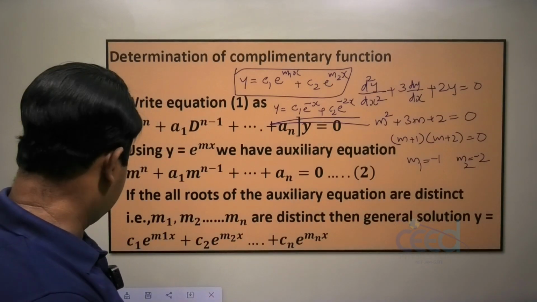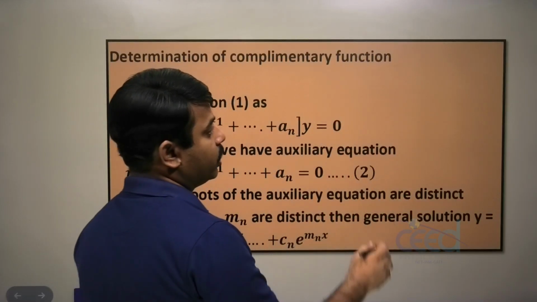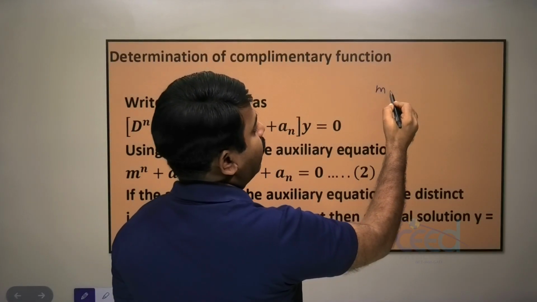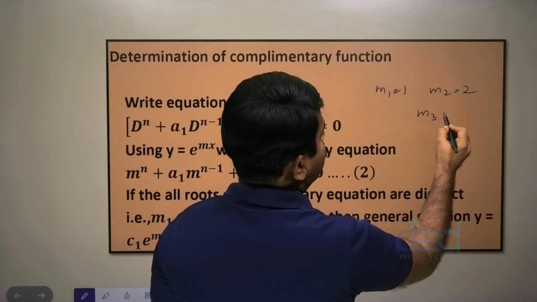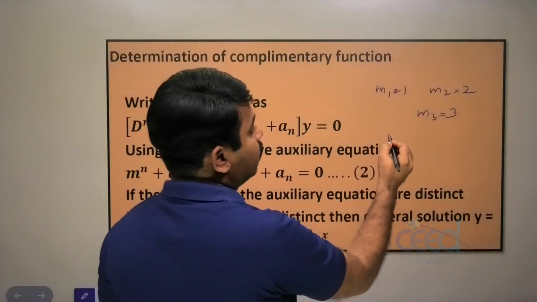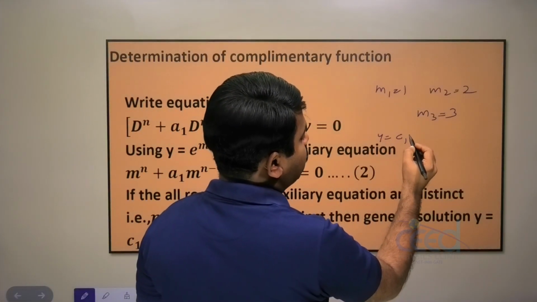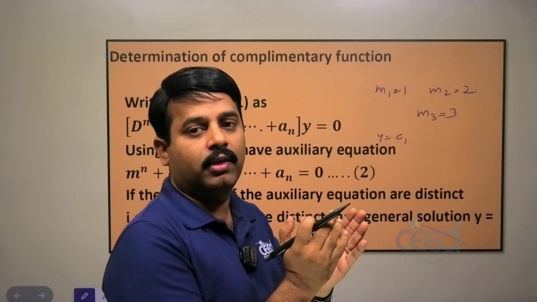Now another case, suppose the roots are all different. Suppose by solving some other equation, a third degree equation, you get m1 is equal to 1, m2 is equal to 2, m3 is equal to 3, like that three values. Then what is the solution? y is equal to C1... This is the solution known as complementary function, right?